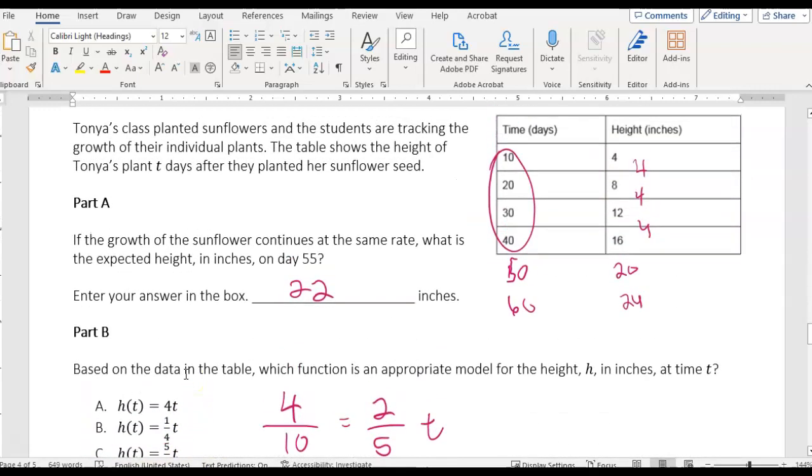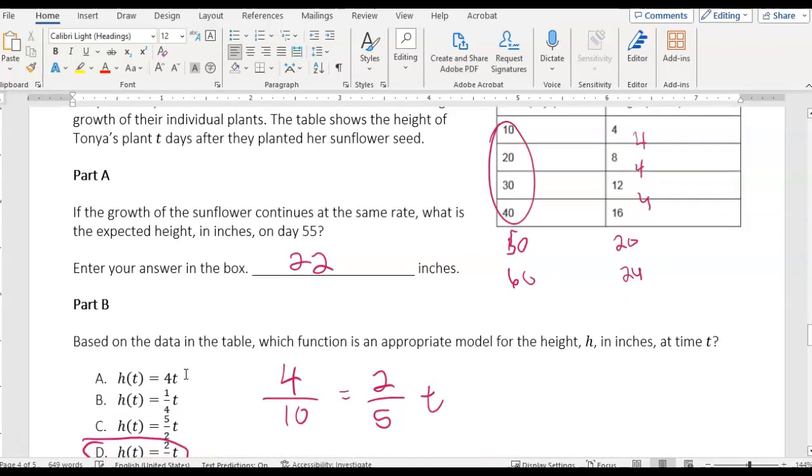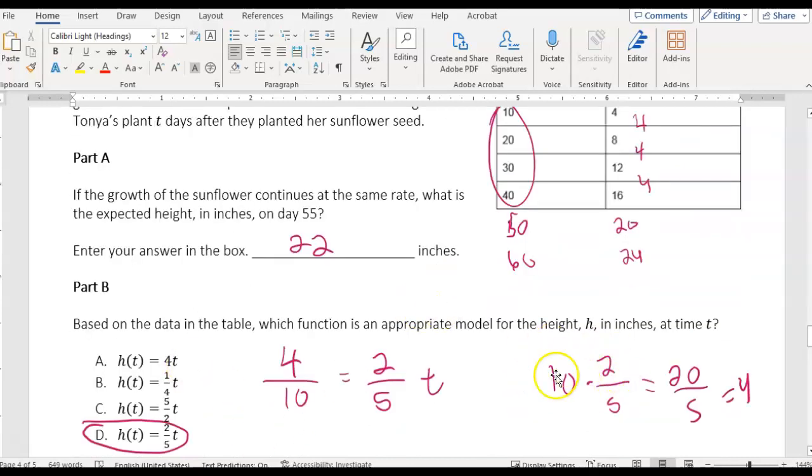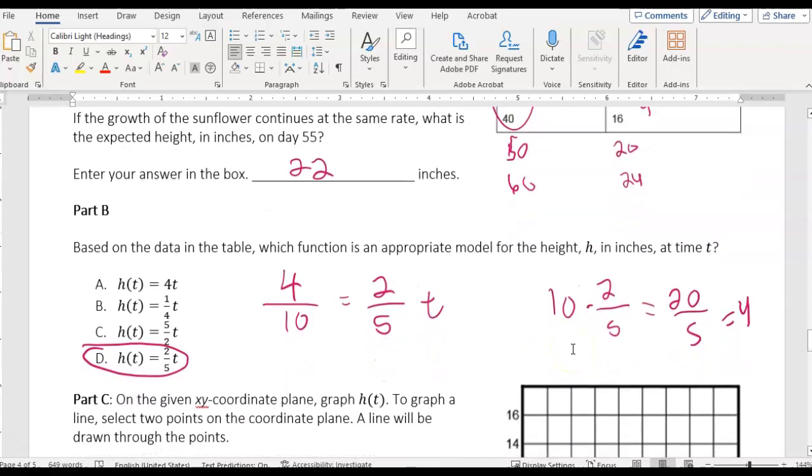And you can check that, right, by inputting. If I put 10 days into this, right, 10 times 2/5 equals 20 divided by 5, which is 4. That gives me 4 inches. Okay, so you can always double check that that works using the equation.